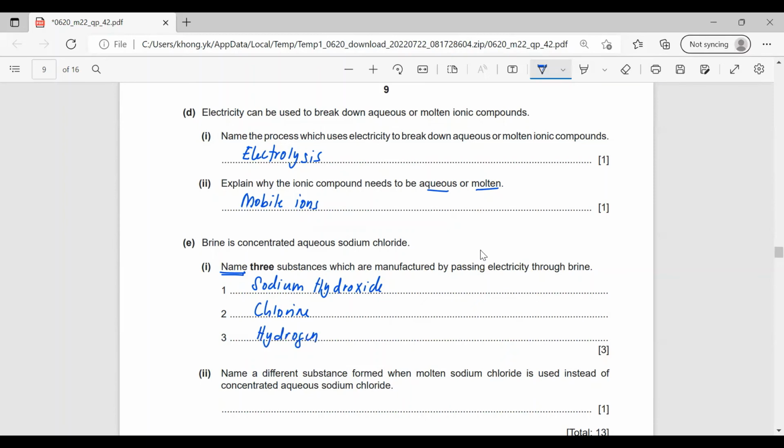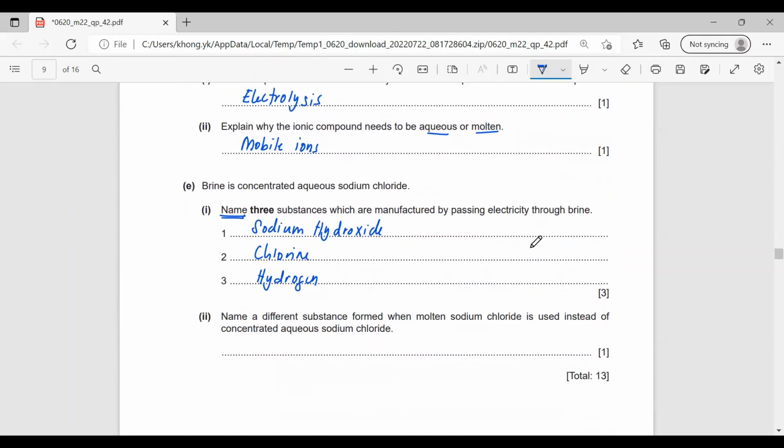Name a different substance that is formed when molten sodium chloride is used instead of concentrated aqueous sodium chloride. If I have molten sodium chloride, it gives Na+ and Cl-. The Cl- will turn into its element, chlorine, but the Na+ will turn into its element, which is sodium. So in this case, the name is sodium.